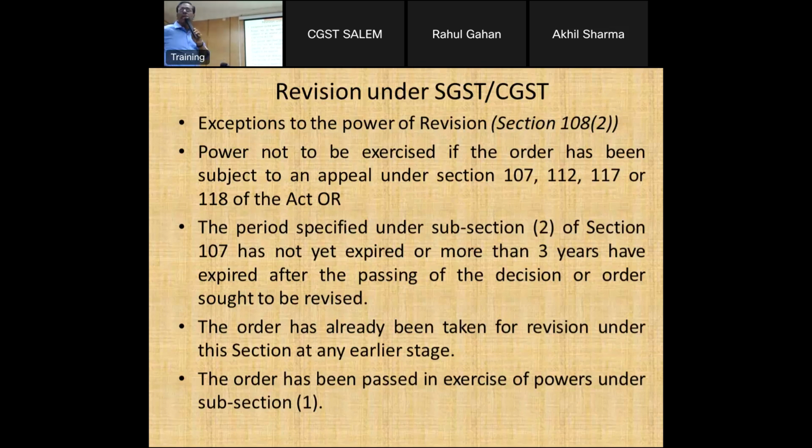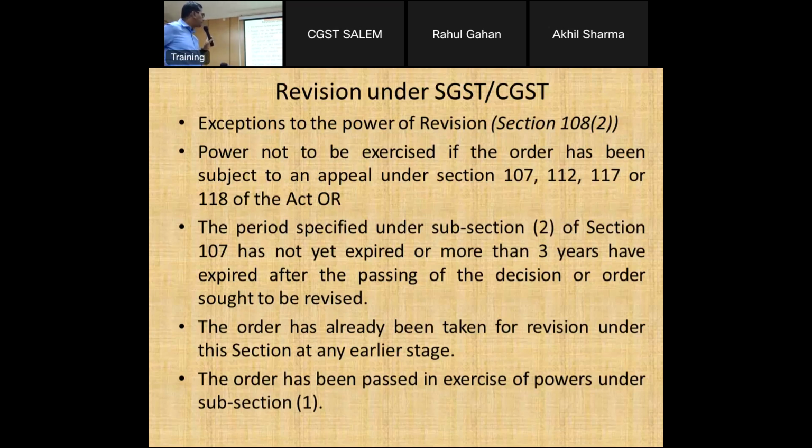What is the period of 107.2? We saw it last time. What is the period of appeal for the department? I told you, 6 months. The 6 months should not have expired, and more than 3 years should not have passed after the adjudicating order. If it is more, we cannot go for revision. If it has already been taken for revision, you cannot do that.